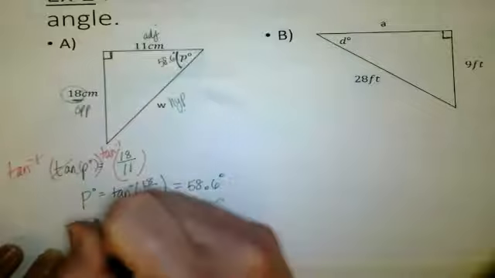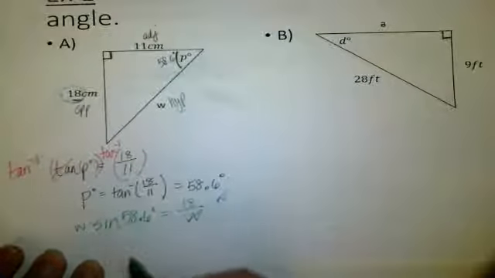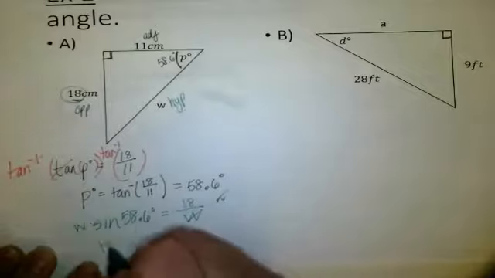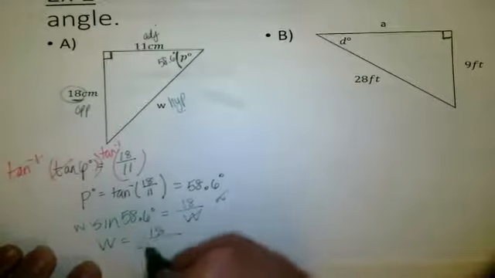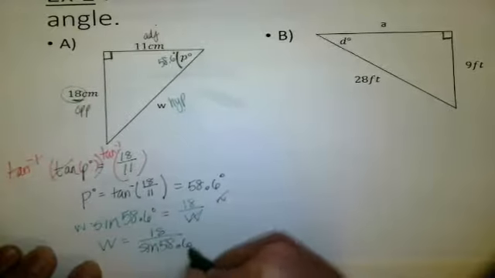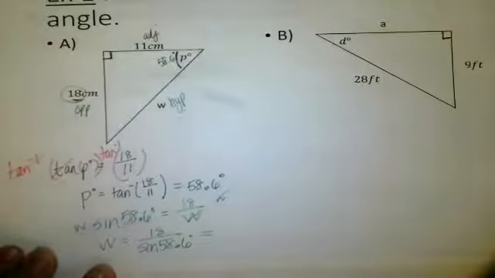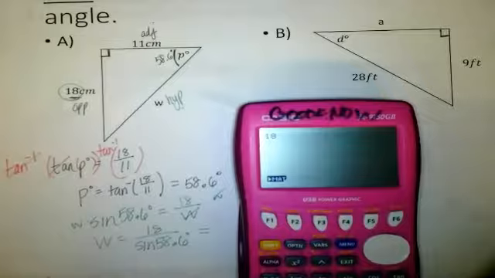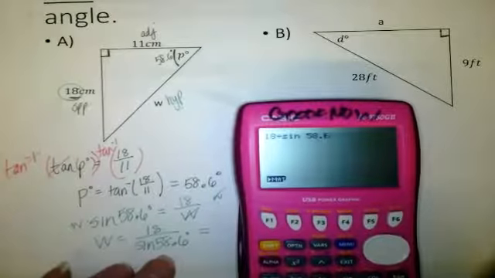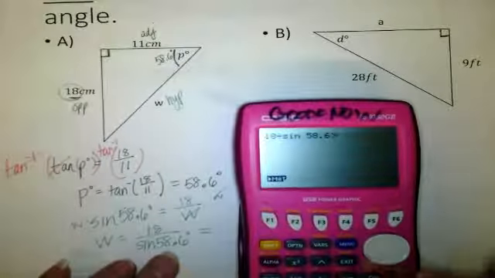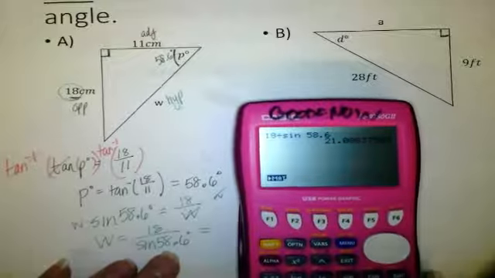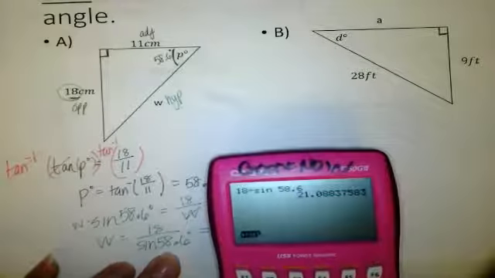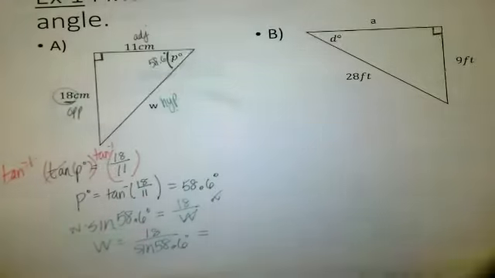Multiply by W. And then divide by the sine of, so W equals 18 over the sine of 58.6 degrees. And that, again, is something we can plug into our calculator. 18 divided by the sine of 58.6 degrees. And it looks like W is about 21, maybe 21.1.